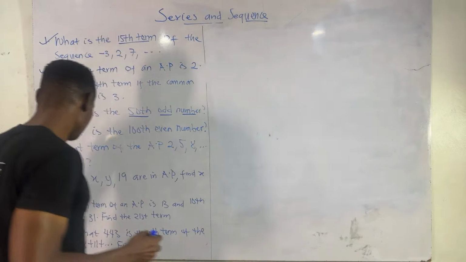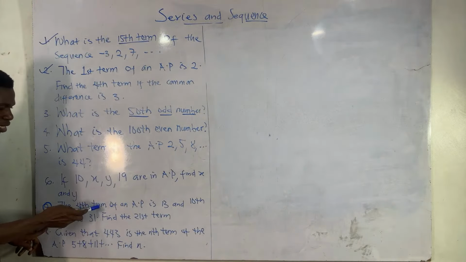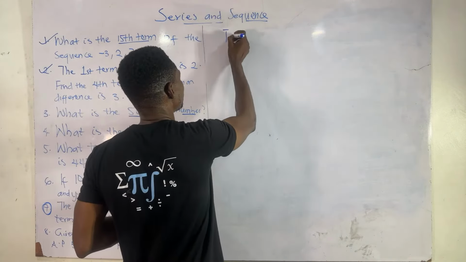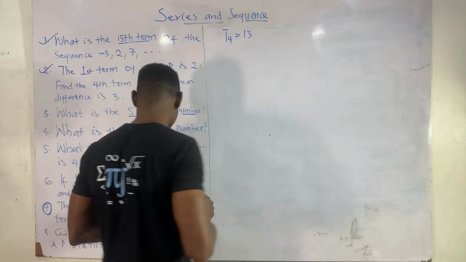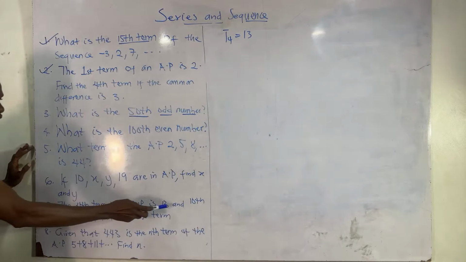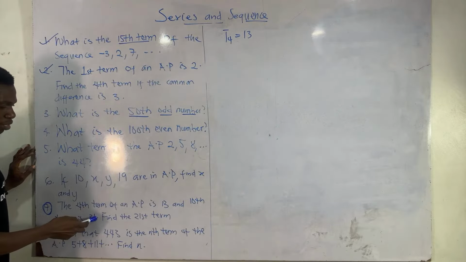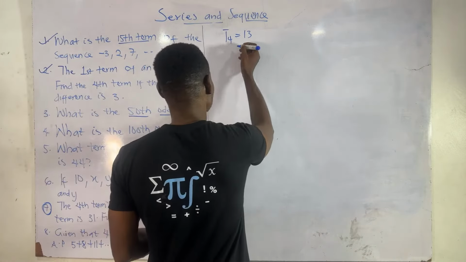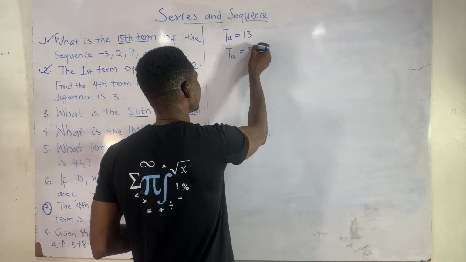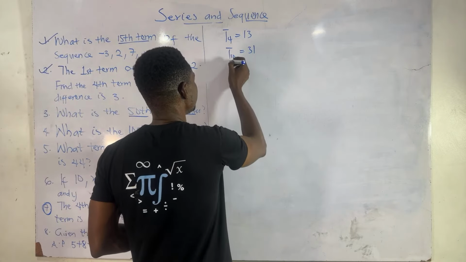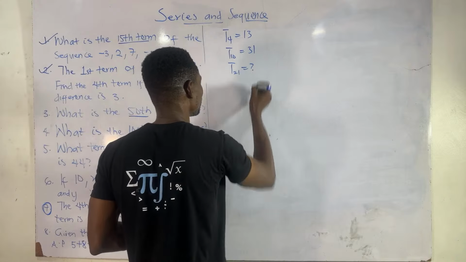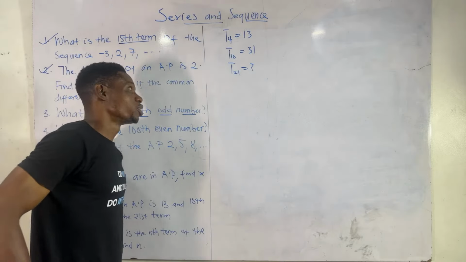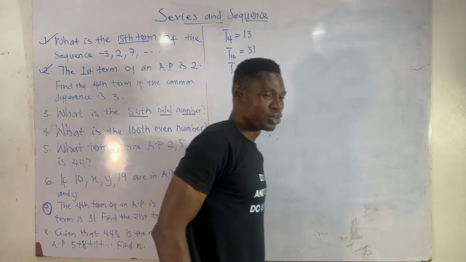So this number 7 says that the fourth term of an AP is 13. So T4 is 13. And the 10th term is 31. Find the 21st term. So the 10th term, T10, the answer is 31. We should find T21. So we have to find the 21st term. So what do you think we can do in this case? No A, no D.